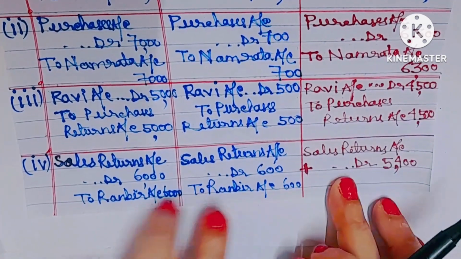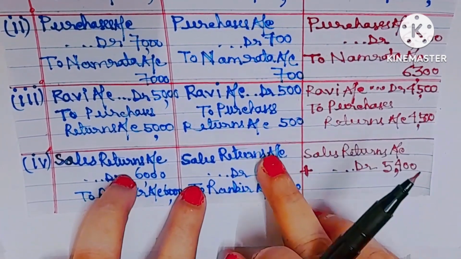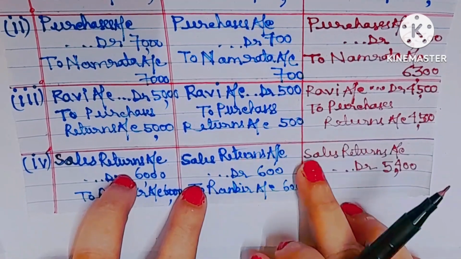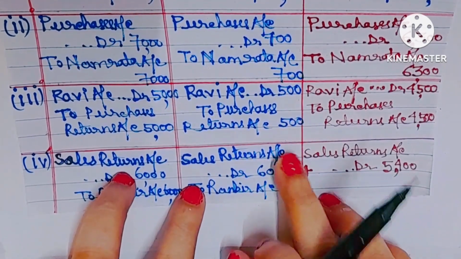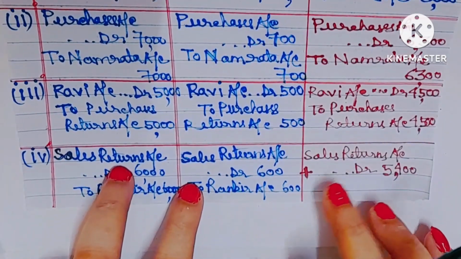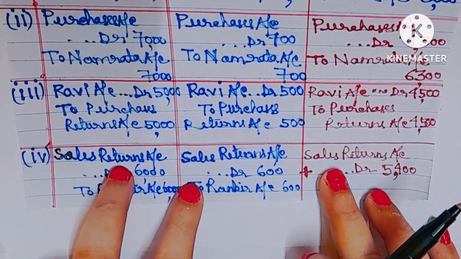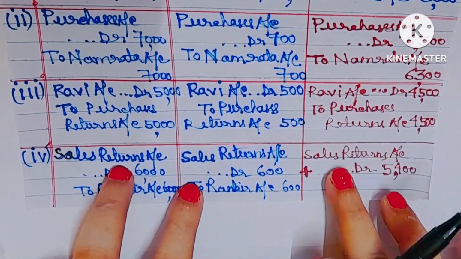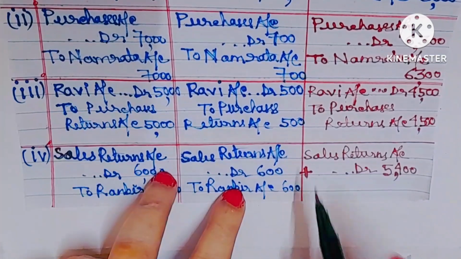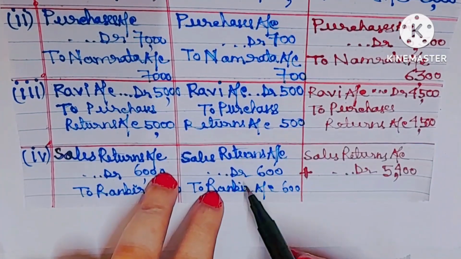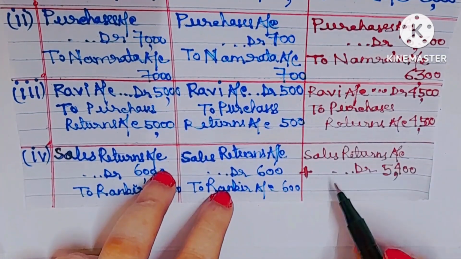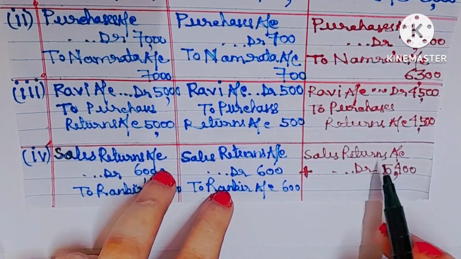That is the reason we are not reversing the entry. The entry should not be reversed. Sales return account should be on the debit side. Remember, to increase the amount, you do not have to pass the reverse entry. The entry should be on the same side. See, sales returns account in the wrong entry was on the debit side. In the rectifying entry also, you have to write sales returns on the debit side.